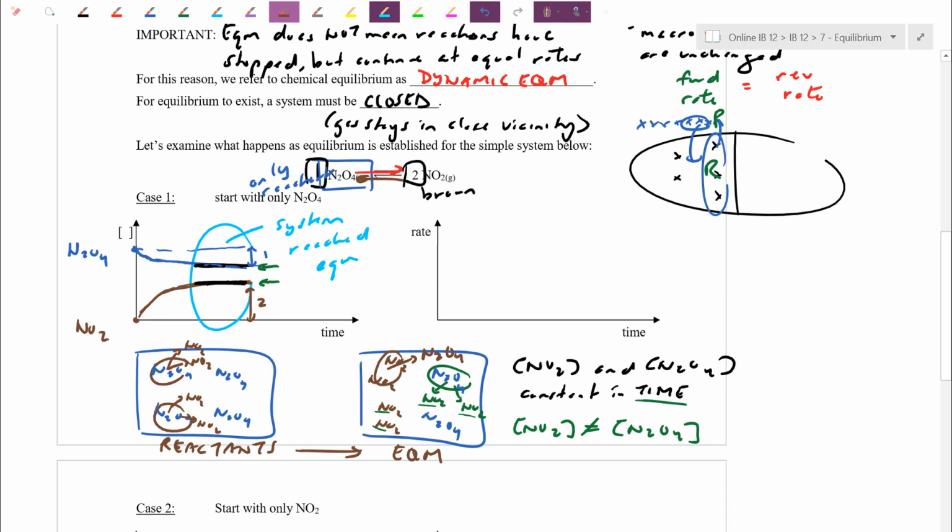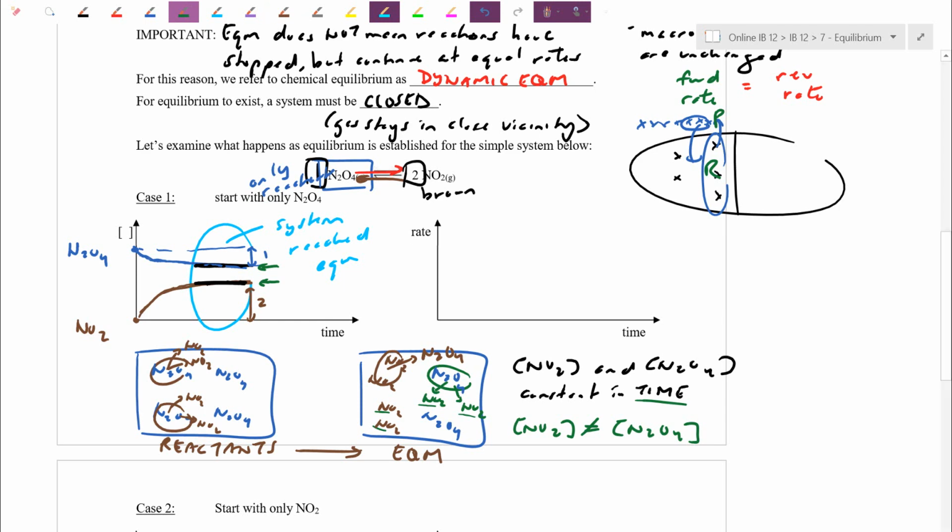As I first generate more NO2, it's going to create a sort of brownish colored gas, but macroscopically that intensity won't change when we're at equilibrium because the NO2 amount stays fixed in time. As the NO2 disappears, it gets replenished at the same time. More often than not, we're interested in this graph, concentration versus time. Another way of representing it is rate versus time.